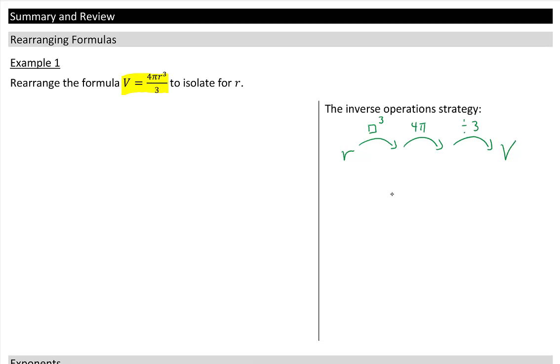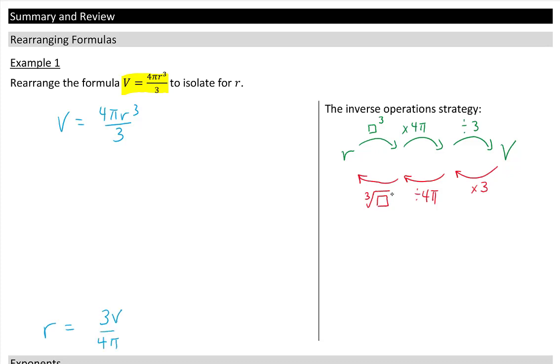So if we wish to undo all these operations, first we need to multiply by 3, then divide by 4 pi, and finally take the cube root of whatever we have. So again, we're going to rearrange the formula V equals 4 pi r cubed divided by 3. And notice we can go right to the answer, because if we look at our inverse operations, it says take V, times it by 3, divide it by 4 pi, and take the cube root of that answer.